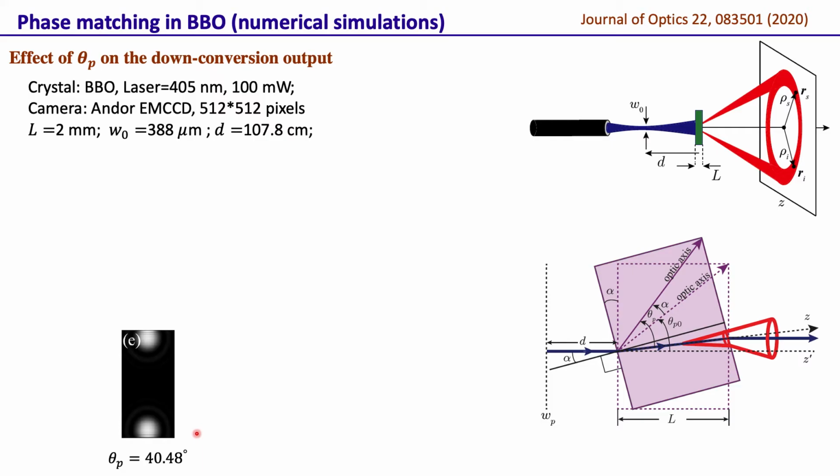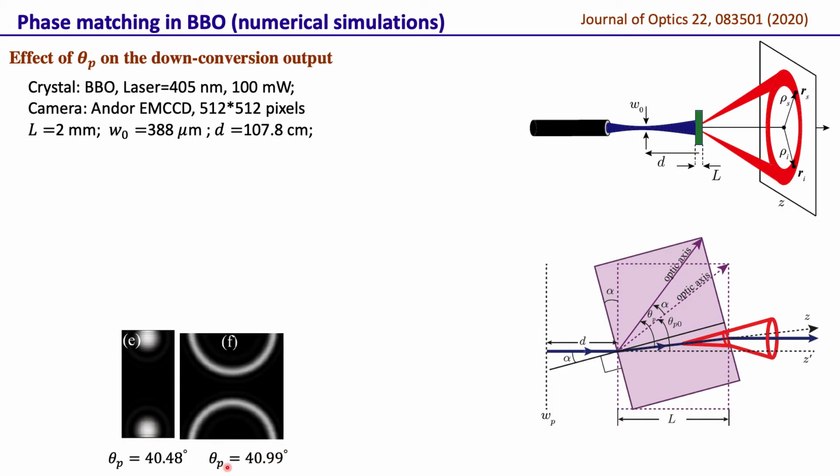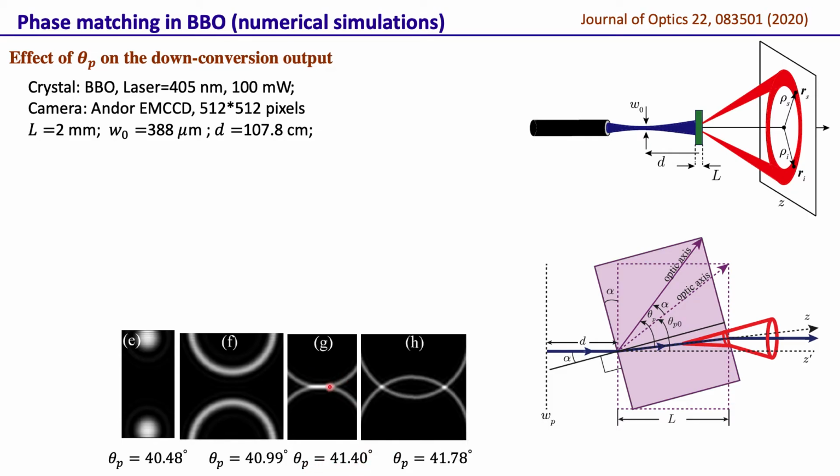So if we just keep on increasing theta p, let's say we go to theta p equal to 40.48. It turns out that starting from 40.48, we can actually have type 2 down conversion conditions also being satisfied. So in the type 2 case, instead of one blob, we get these two blobs. And if we increase theta p from there, these two individual blobs become like rings. If we increase theta p even further, then these rings start to touch each other, and by going even further, we see that they now overlap.